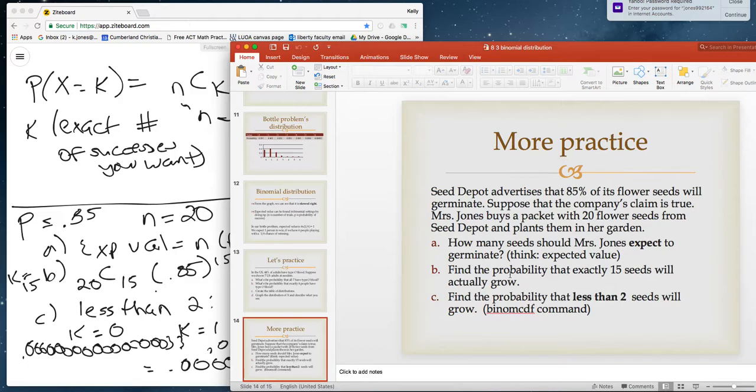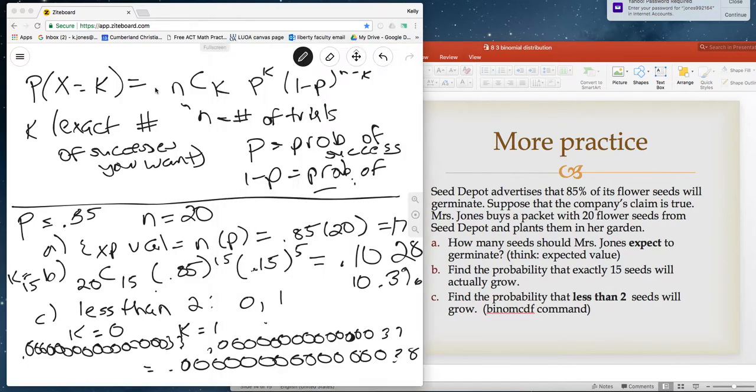And then you have to remember the nCk formula, or how to do it in your calculator if you're using that. And then the binomial formula. Once again, that's binomial right here. So you want to memorize it.